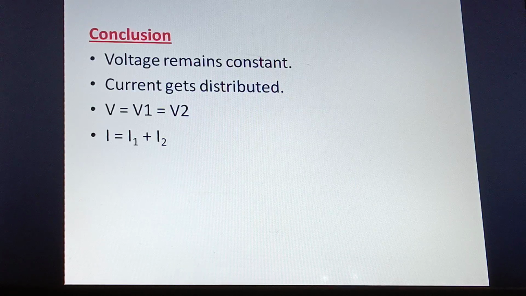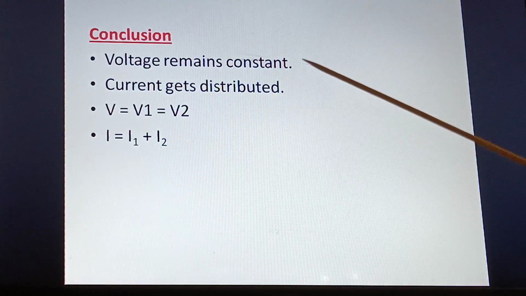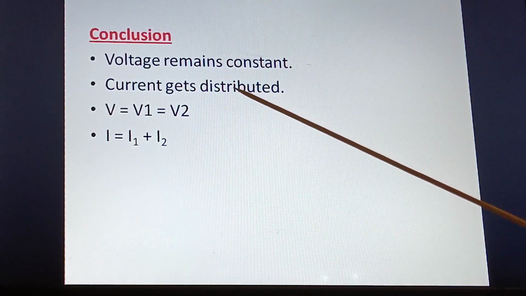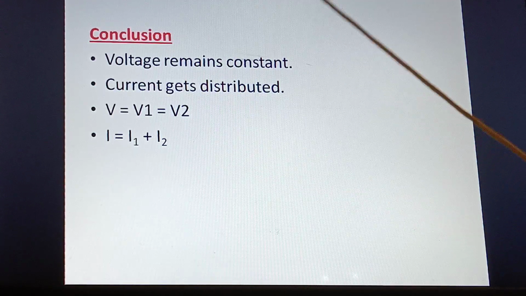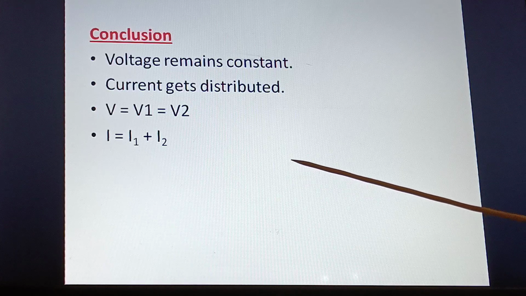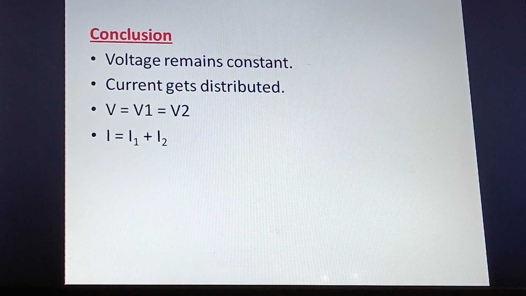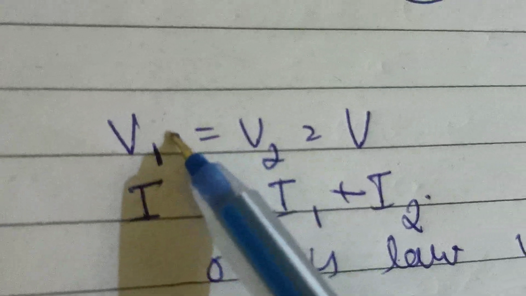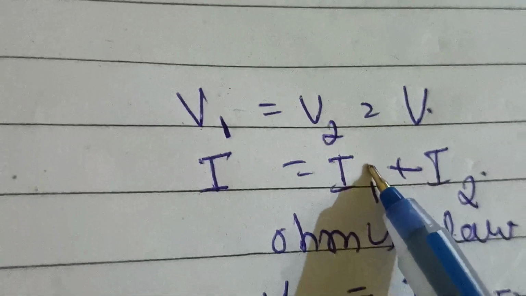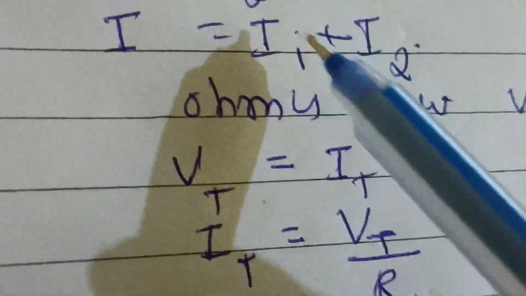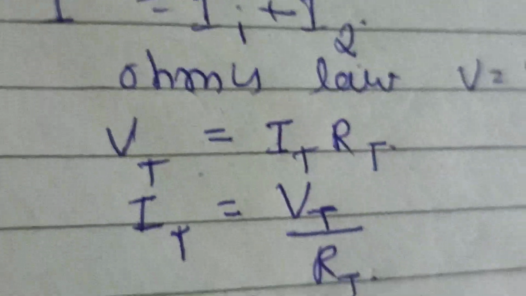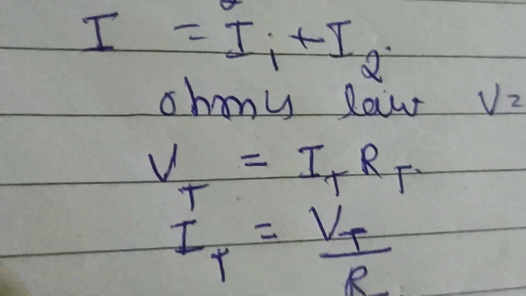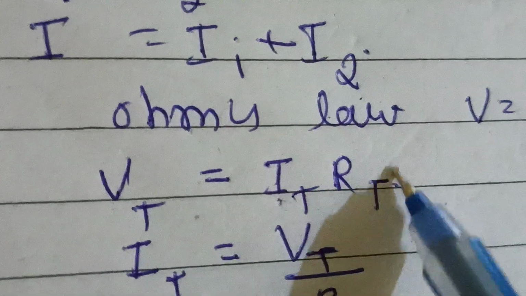So in conclusion, we can say that in parallel, voltage remains constant whereas current gets distributed. So V is equal to V1 is equal to V2, whereas current gets distributed, that is I is equal to I1 plus I2. Now let's derive the formula for the resistance in parallel. Now if you see here, the voltage remains constant whereas the current gets distributed. Now what is Ohm's law, students? Ohm's law is V is equal to IR. So if you apply that, the total voltage is equal to IT RT.